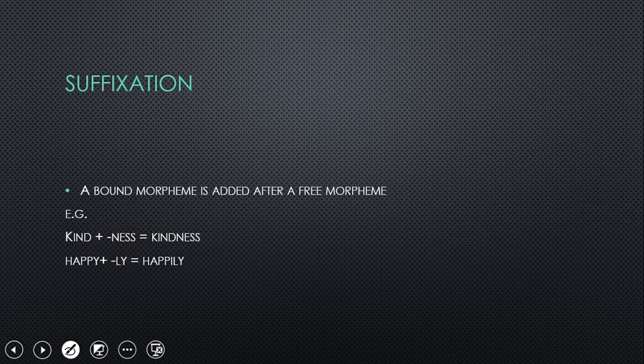Then comes suffixation. Suffixation is that type of affixation in which a bound morpheme is added after a free morpheme. For example, if there is a morpheme kind and I add a bound morpheme ness to it, it would become a new word. That would be kindness. Next would be happy. If I add ly at the end of the morpheme happy, it would become happily, and you will see that an entirely new word will be formed.